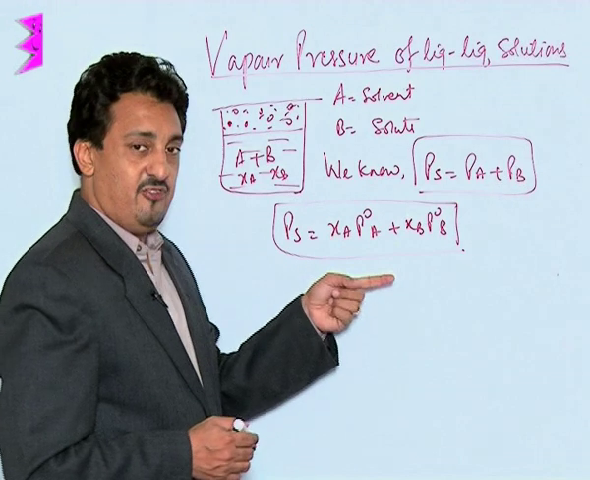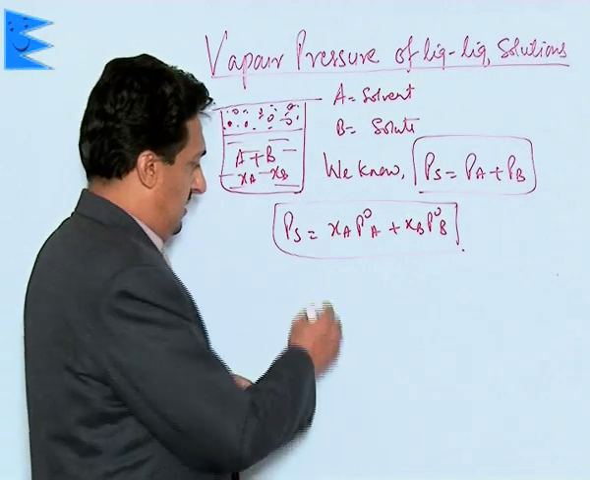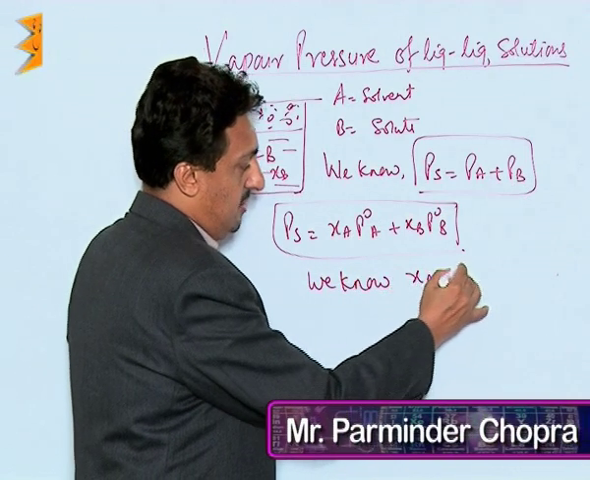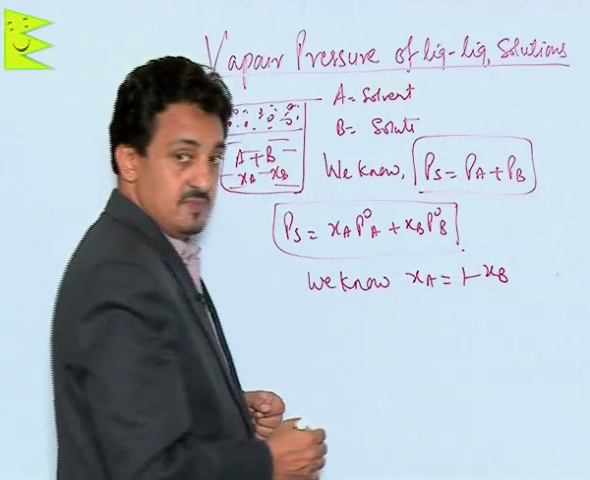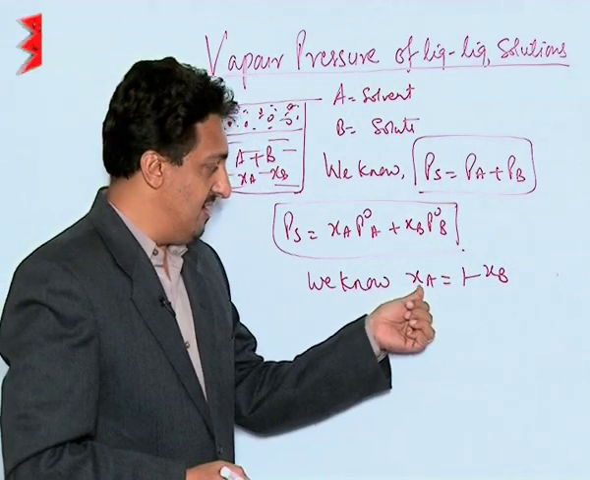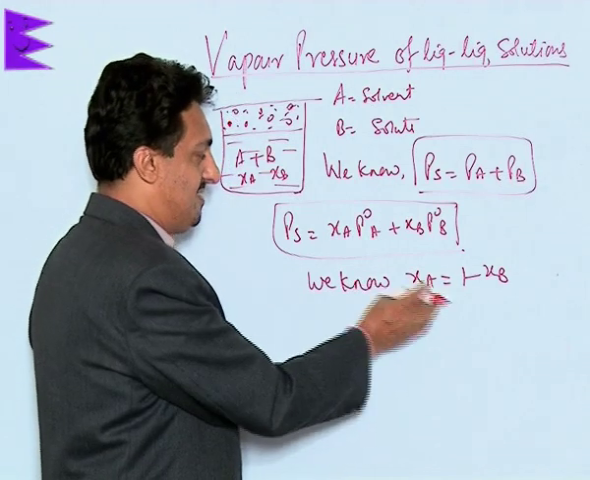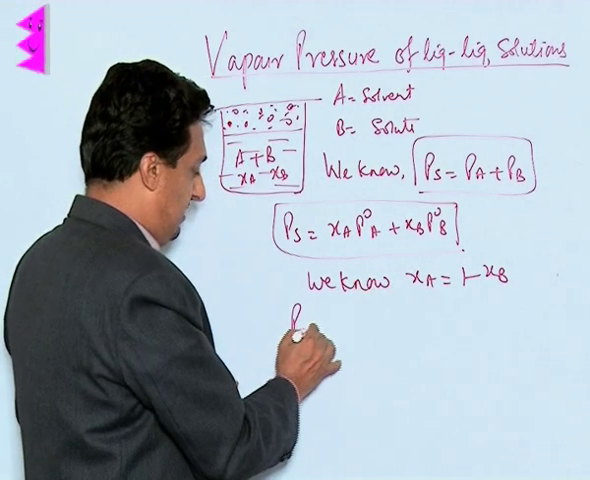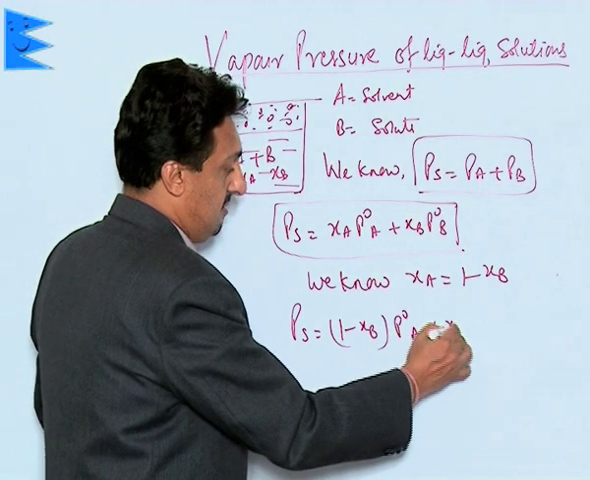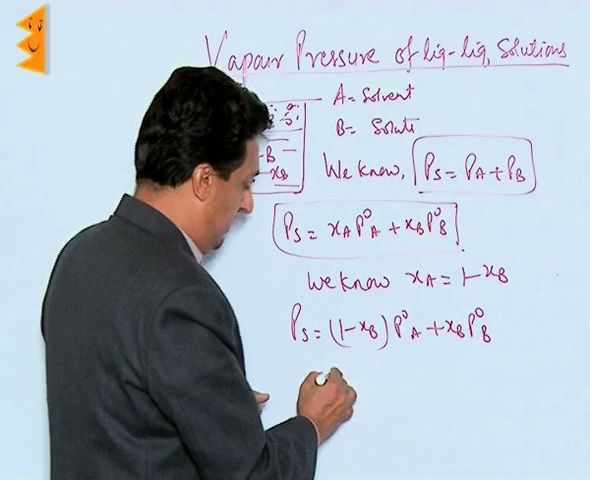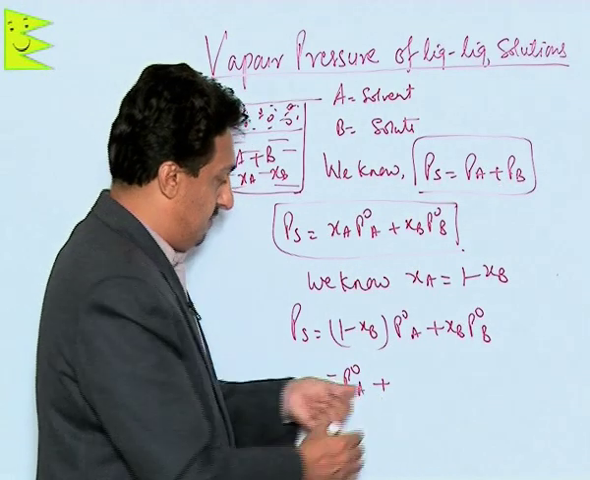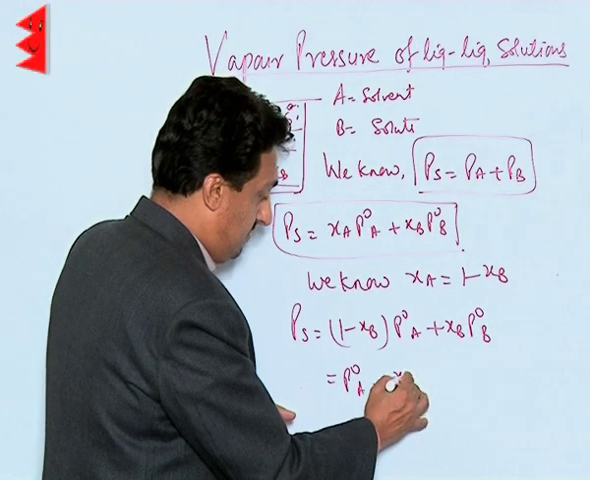We can change this expression into another form. We know XA will be equal to 1 minus XB, because the sum of the mole fractions of the components of a solution is always unity. So we replace the value of XA by this. What we get is PS is equal to (1 minus XB) P naught A plus XB P naught B. We can take out P naught A, and we can take XB as common.